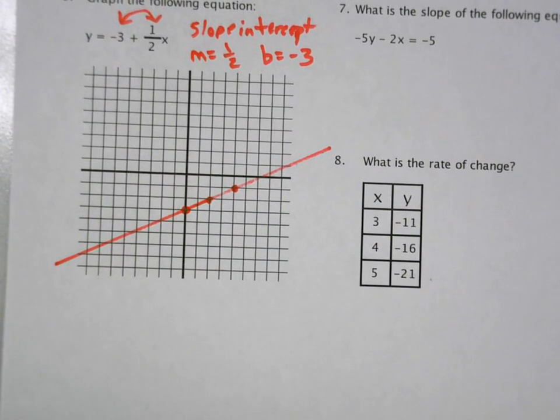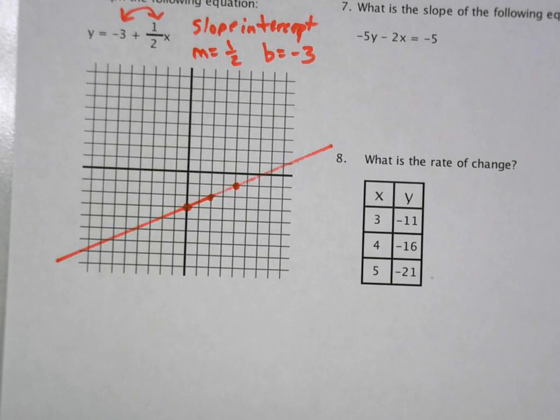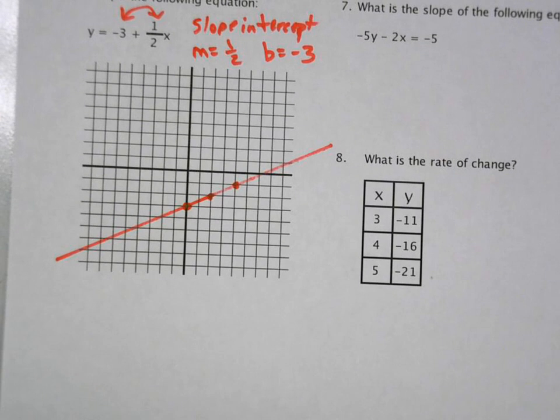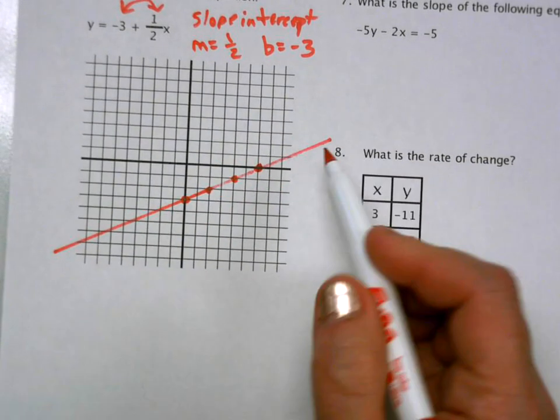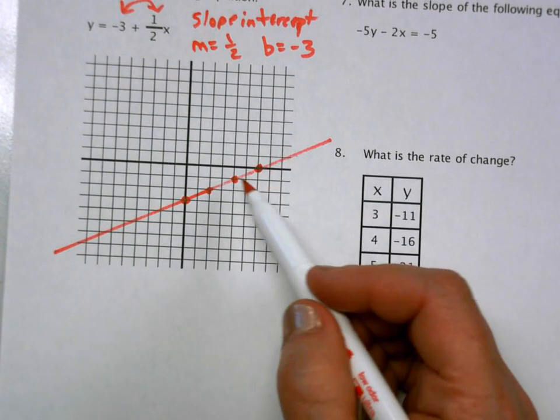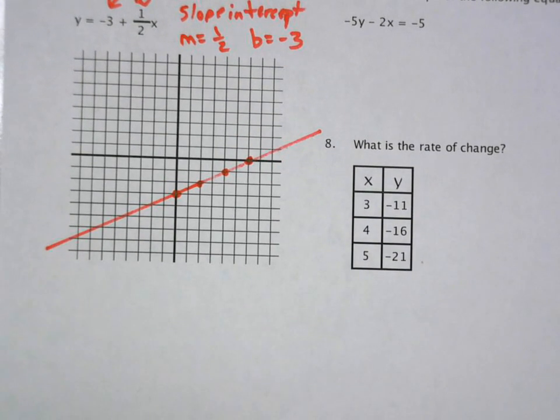Now, if we were asked to figure out what the x-intercept is, what would it be? Yeah. Positive 6. So if you were also asked to figure out the 0 or the x-intercept, it would be positive 6.